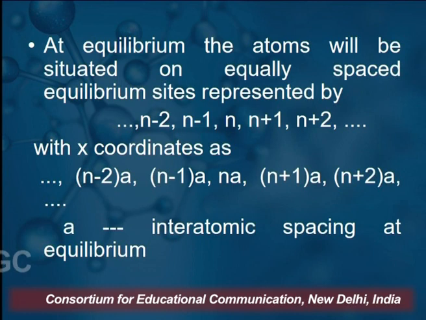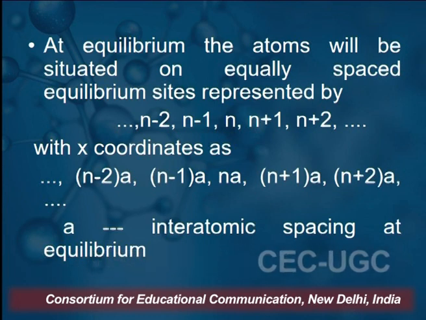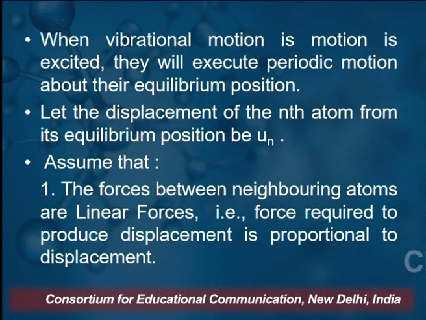At equilibrium, the atoms will be equally spaced and their sites will be represented by n minus 2, n minus 1, n, n plus 1, n plus 2. The x coordinates will be n minus 2 a, n minus 1 a, n a, n plus 1 a, n plus 2 a. a is the interatomic spacing at equilibrium. When the vibrational motion is excited, they will execute a periodic motion about their equilibrium position.